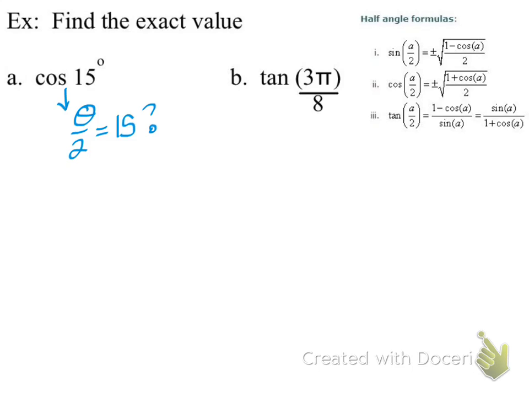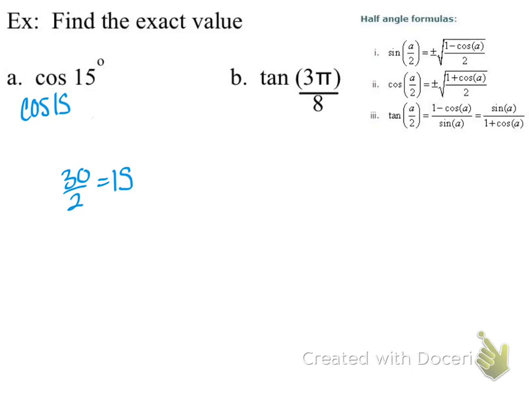Well, first we always look to our unit circle and we see, uh-oh, I don't see 15 degrees on my unit circle. So I ask myself what formula I might be able to use. First question I ask myself: theta divided by 2, is there a theta that gives me 15? Well, the answer is 30. 30 divided by 2 gives me 15, and 30 is on my unit circle. So I can use the half angle formula where alpha is 30, because cosine of 15 is the same as cosine of 30 divided by 2.